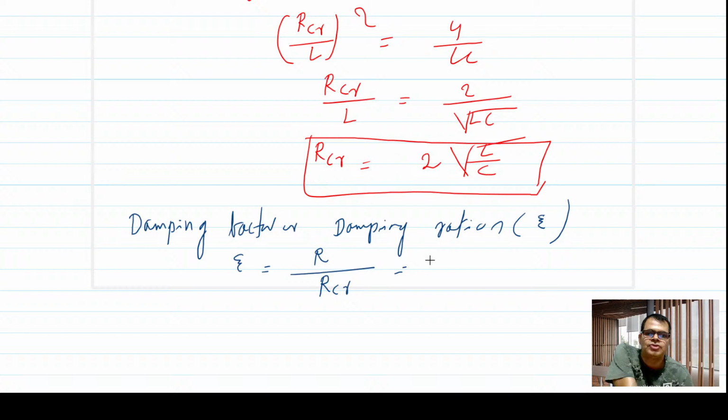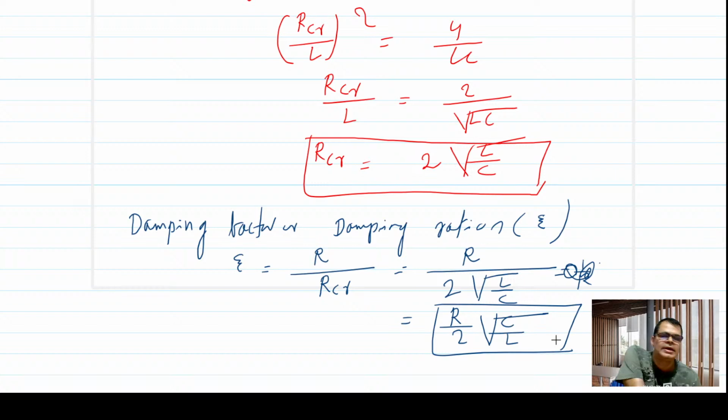So what is the actual resistance? R, and the critical resistance we have just found, 2 root over L by C. So half, it will be R by 2 root over C upon L. This is called the damping factor or damping ratio. It is a very important parameter in the designing of a control system in the time domain or any domain.